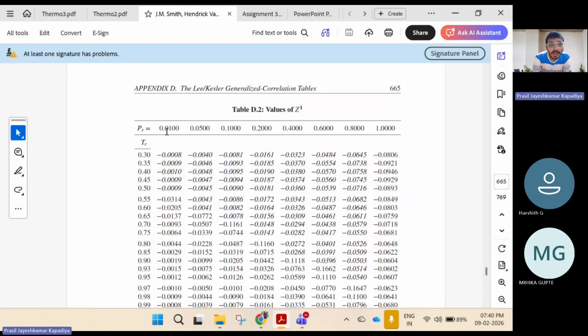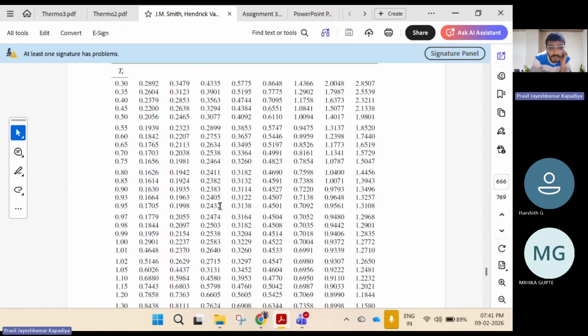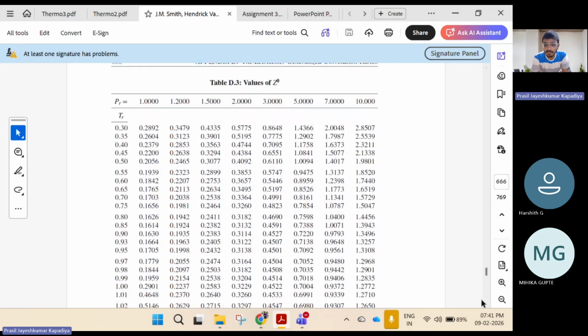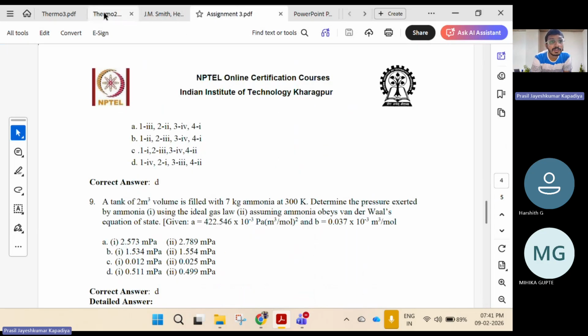So let's see in this table, my PR is 2. First I am looking at PR equal to 2. Here it is not the line where PR is equal to 2. It is stopping at 1. So we need to go to another table. In this table for Z0, PR is equal to 2 and my TR is 1.6. 1.62 is this line and 1.6 is this line. So my Z0 is coming out to be 0.8738. Can you please note it down? My Z0 is 0.8738.